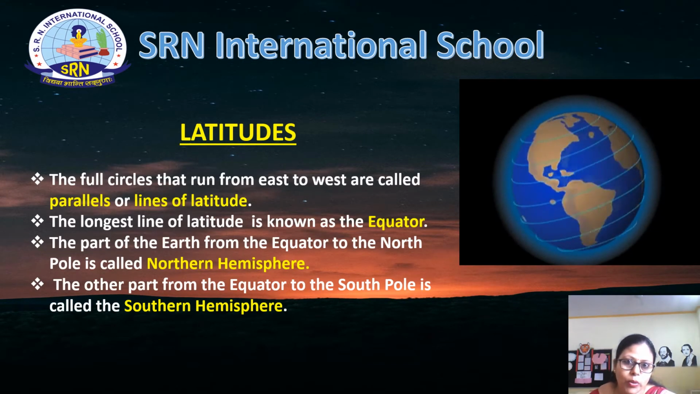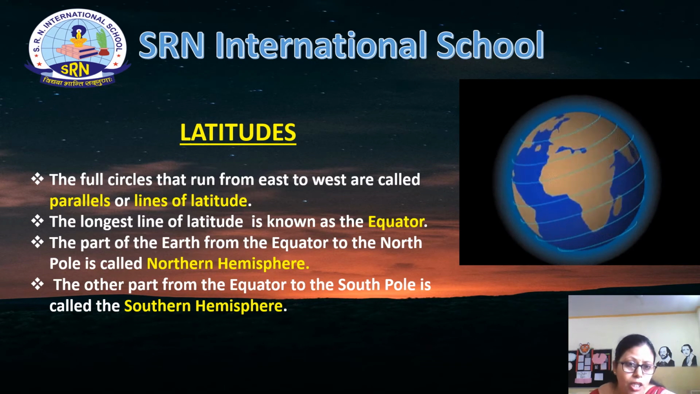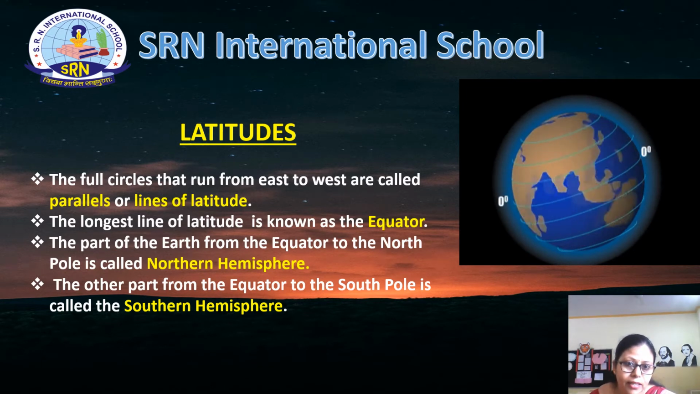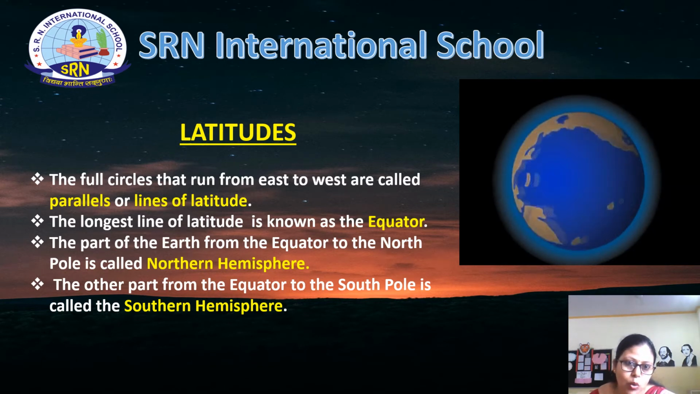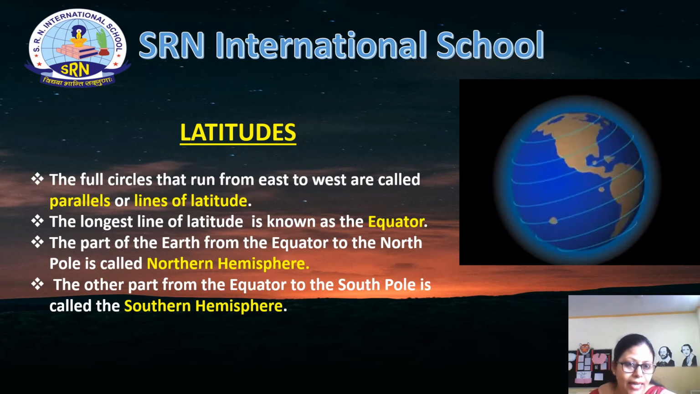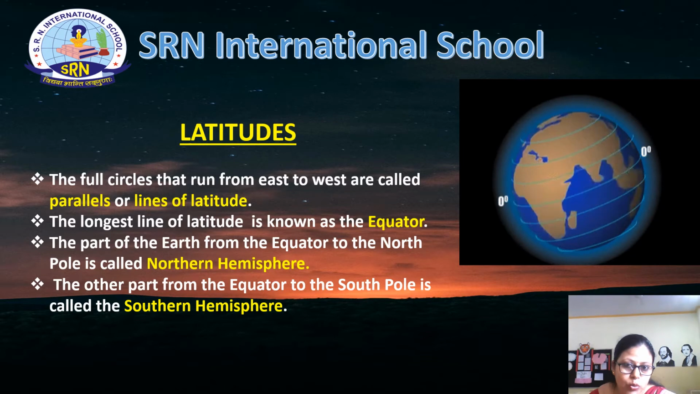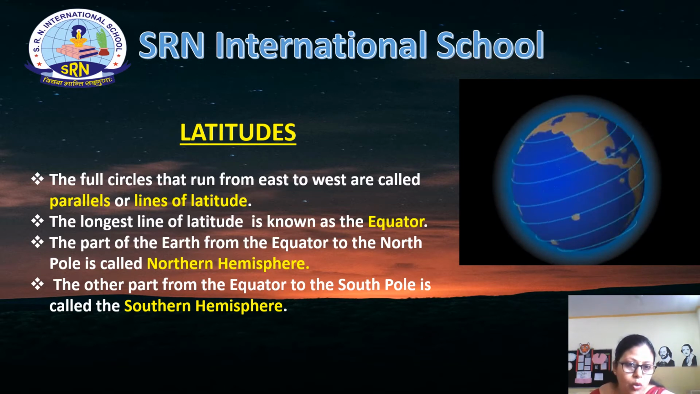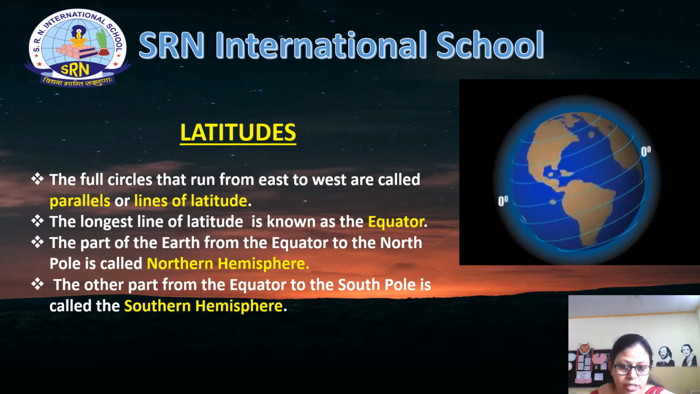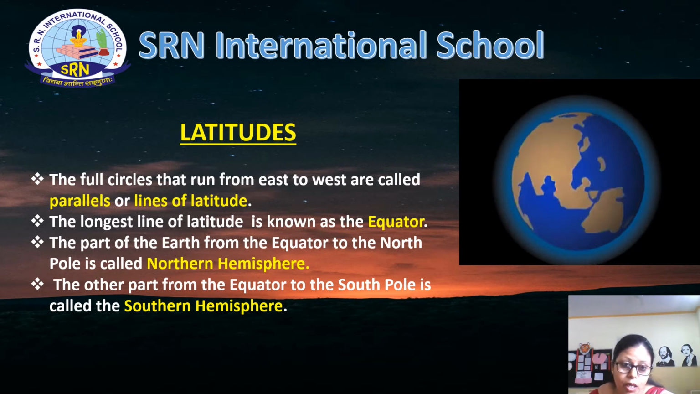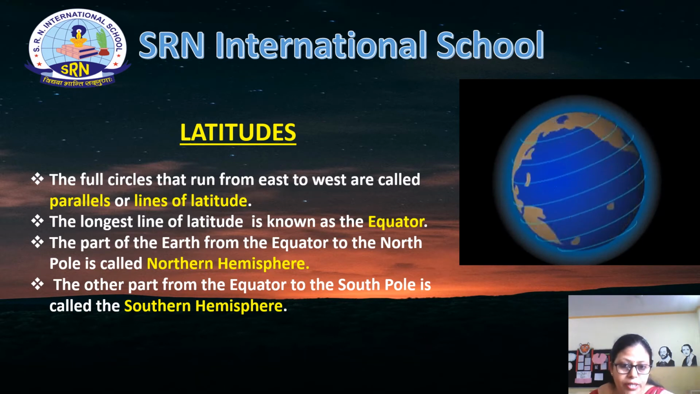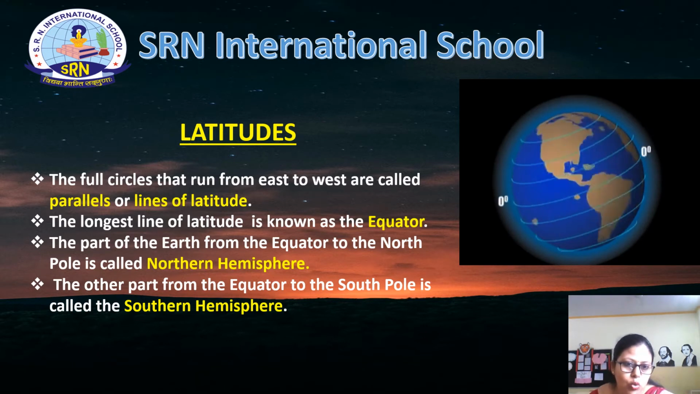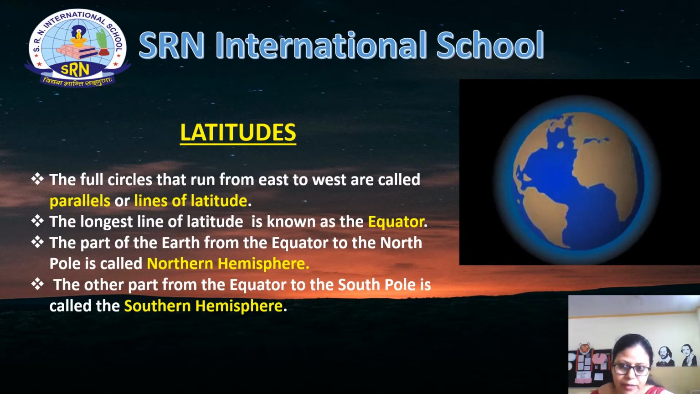Let's know about the latitudes. The full circles that run from east to west are called parallels or lines of latitude. The longest line of latitude is known as the equator. The part of the earth from the equator to the North Pole is called northern hemisphere. The other part from the equator to the South Pole is called the southern hemisphere.